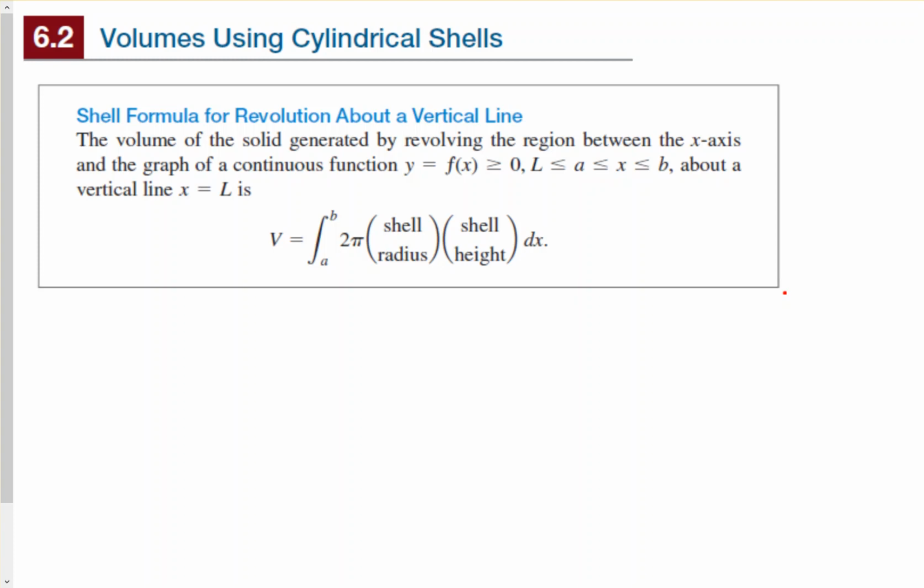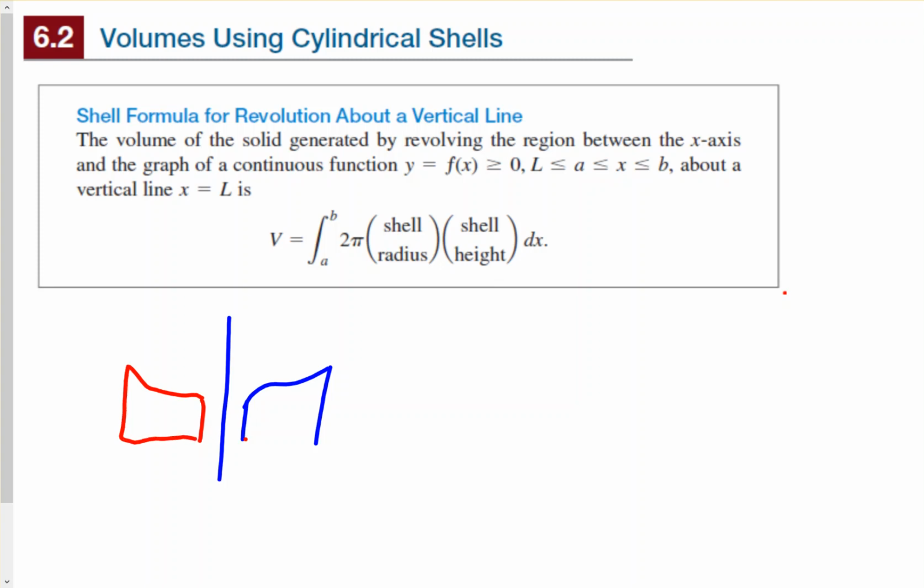The shell is typically, you could think of if you're revolving around a vertical line, and you're taking some curve, and you're going to take that curve and figure out what would be the volume if we took this chunk of the curve and spun it around some vertical axis. What we end up doing is we take these hollow cylinders, and we try to figure out the sum of all the volumes of these cylinders.